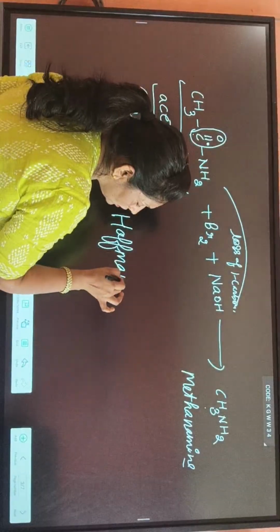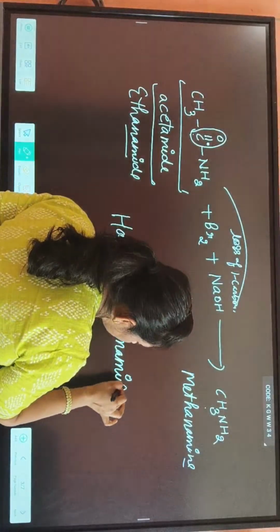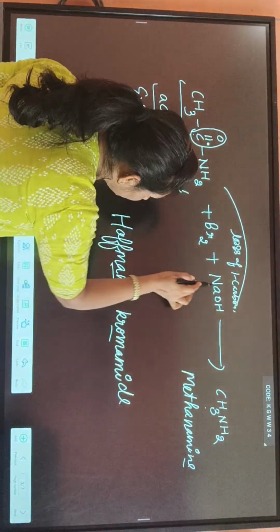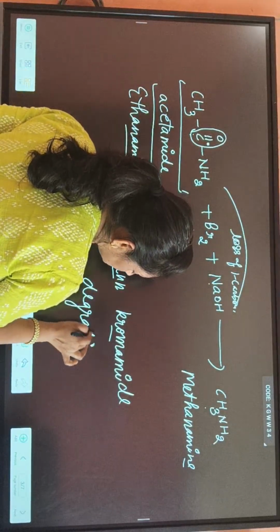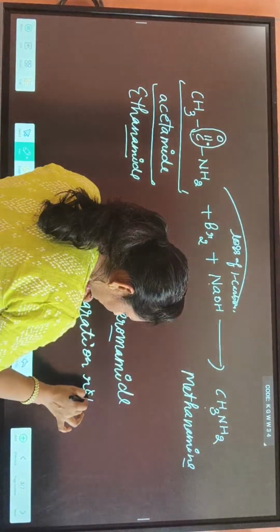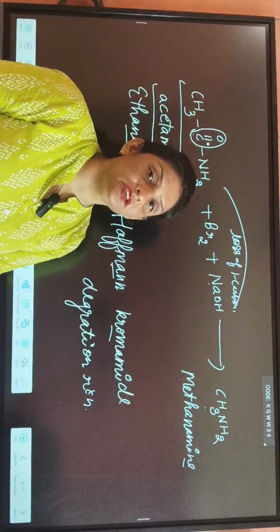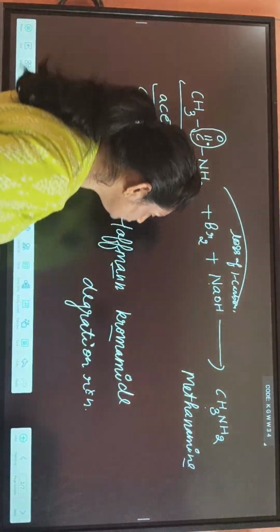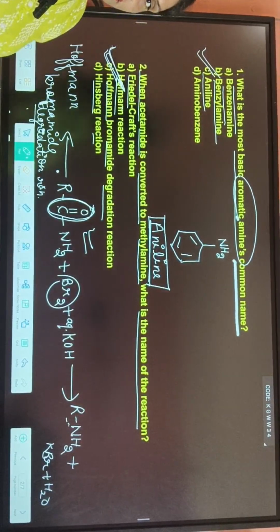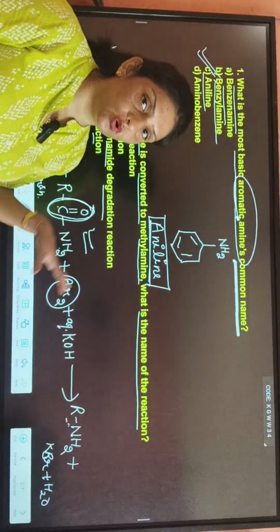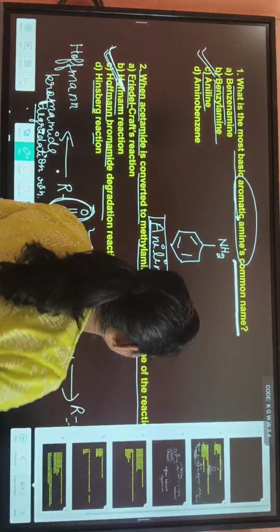Hofmann bromamide: given by Hofmann, bromine and amide we are using, and one carbon is becoming less. By compiling all these points we can say Hofmann bromamide degradation reaction. So students, the right option for this question will be Hofmann bromamide degradation reaction. I hope this question is also clear to all students. Now move to the next one, question number 3.